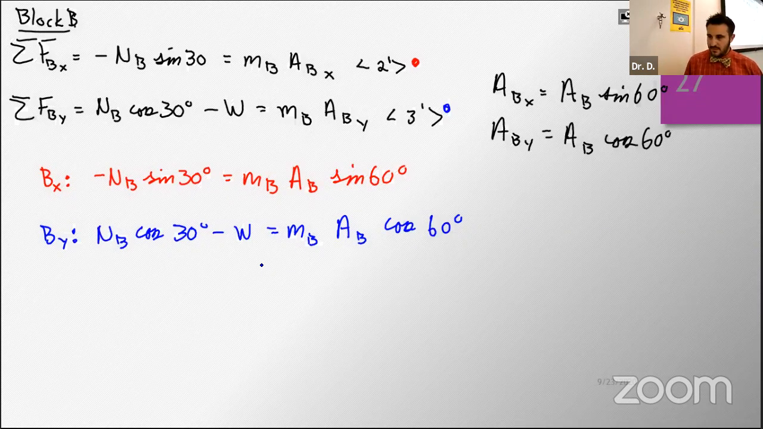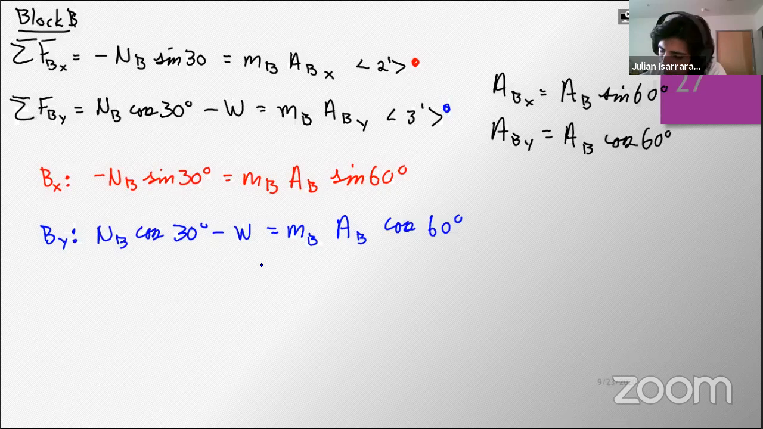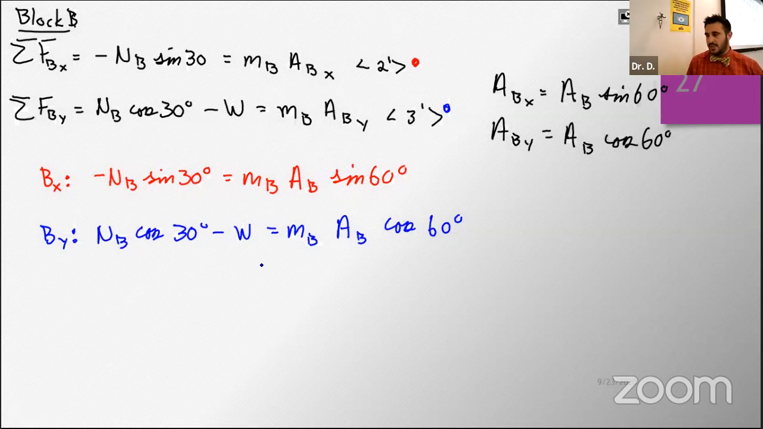And that's what we end up with. So those are our three equations. We have our three unknowns. We have to solve all of those simultaneously. And then we're good. All right.